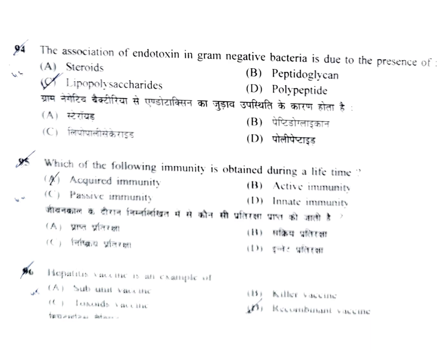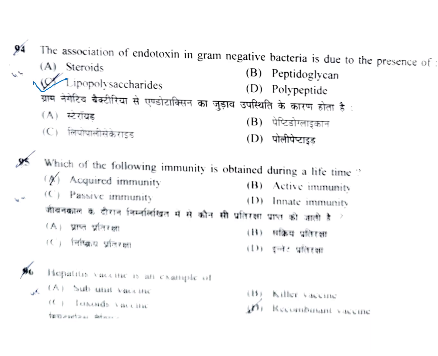Now the next question is, the presence of endotoxin in gram-negative bacteria is due to the presence of steroids, peptidoglycan, polypeptide, or lipopolysaccharide. So in gram-negative bacteria, LPS is present. So the right answer is lipopolysaccharides.